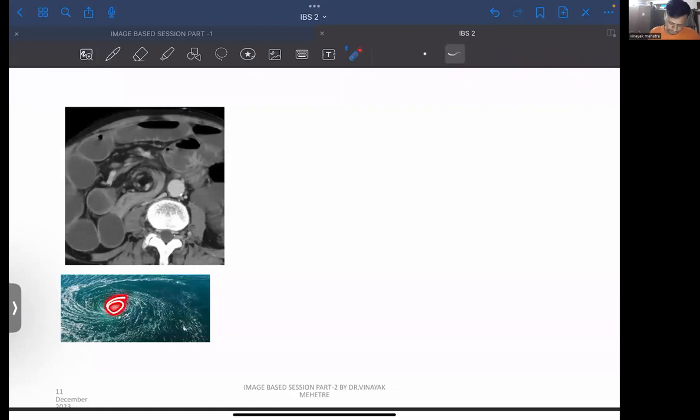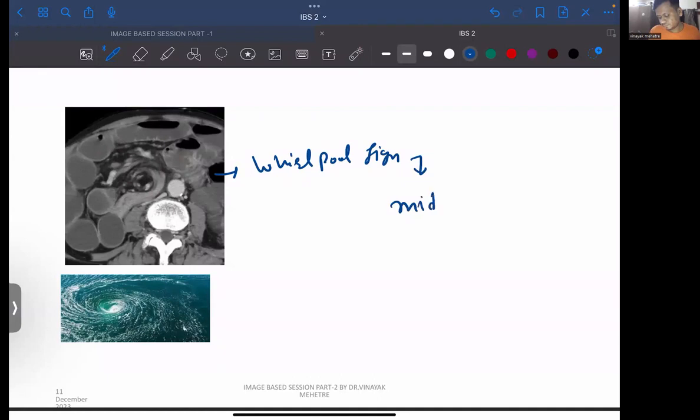भवंडर ना, पानी का भवंडर, that is called as whirlpool. बचपन में ऐड आती थी फ्रिज की, whirlpool sign. Whirlpool sign also seen in what? Midgut volvulus. It is seen in midgut volvulus. ठीक है.